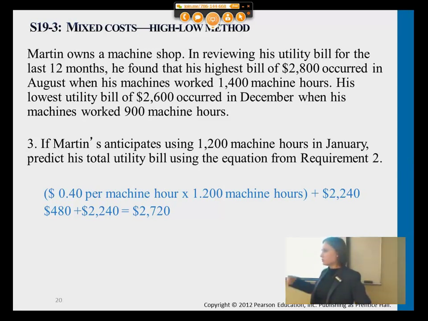Is the sign-in sheet going through the room? Everyone sign it? Cool. Thank you.